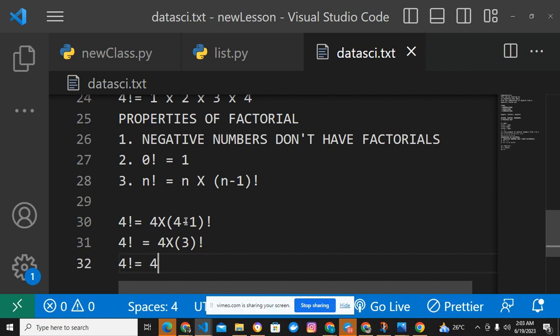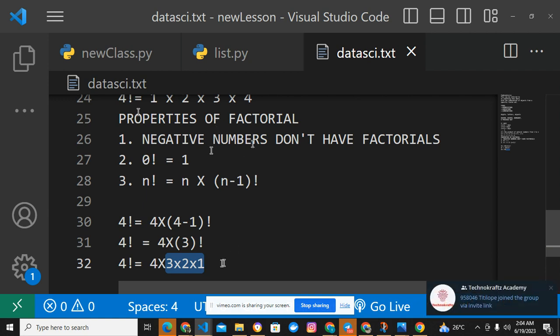Now, 4 factorial can again be equal to 4 times, what is 3 factorial? 3 times 2 times 1. Any factorial is multiplied down to the lowest or from the lowest to the highest. Like I told you, it doesn't matter how you arrange it, as far as you have the multiplication ending at 1 or starting from 1 to the number used to represent the factorial.